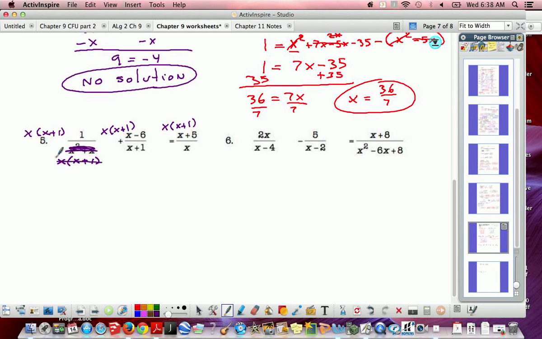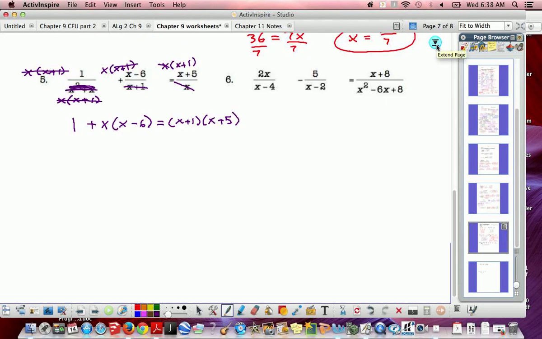what will happen is all of these will cross out and I'm just left with 1. The x plus 1s will cross out and I'm left with x times the quantity x minus 6. On this one, the x's cross out and I'm left with x plus 1 times x plus 5. So now, I'm going to continue to work with this one, distribute and simplify.